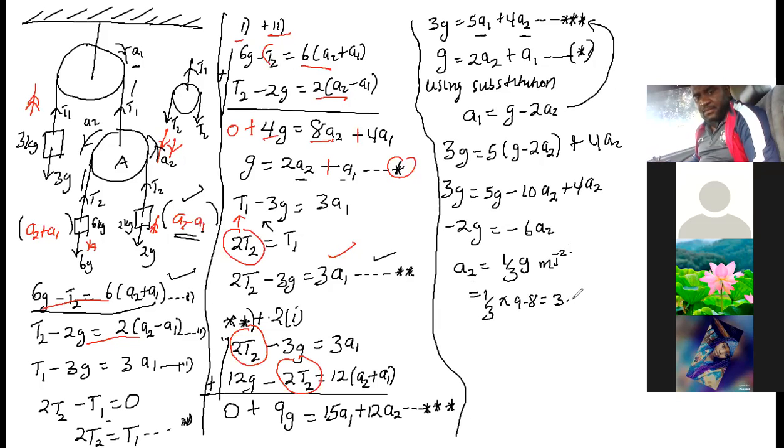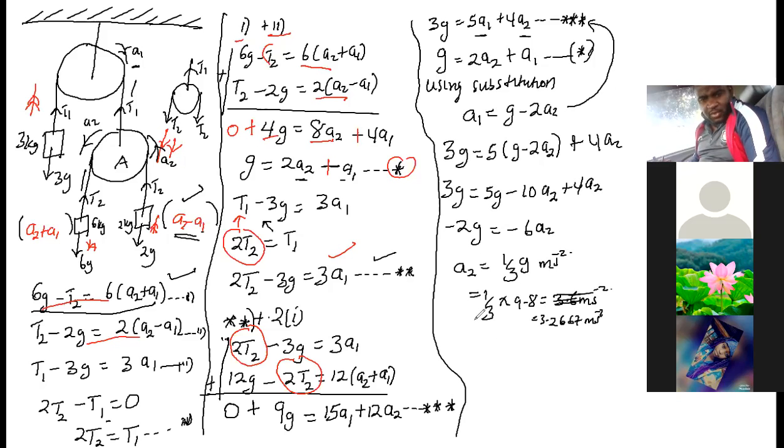3.6. 2.267. Huh? 0.2667. Are you sure? 6 recurring. Yes. Okay. 0.26 recurring, like that.